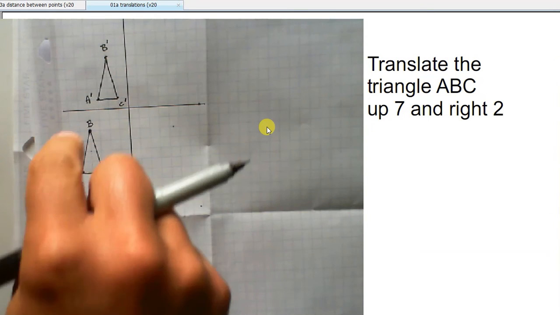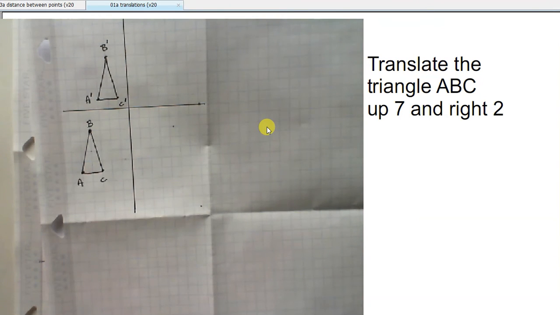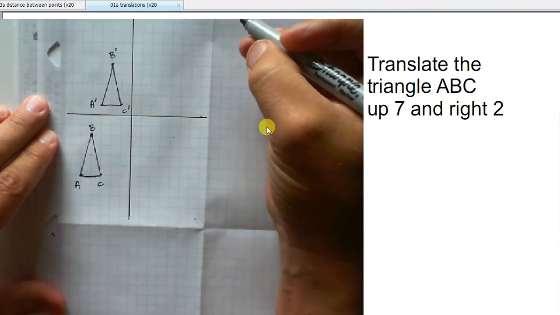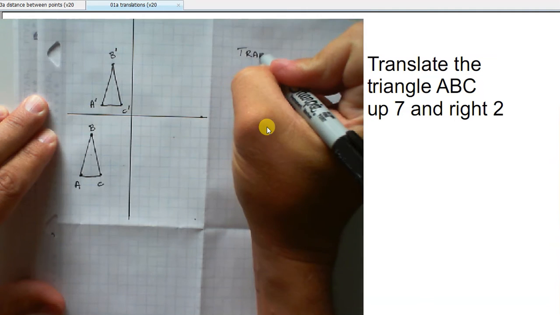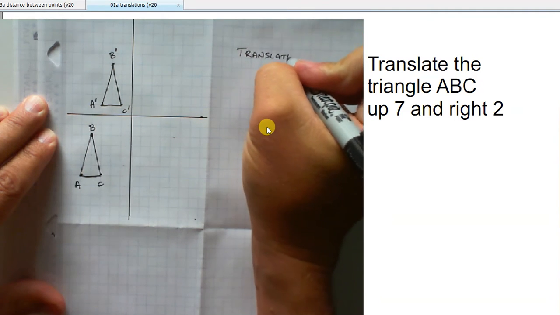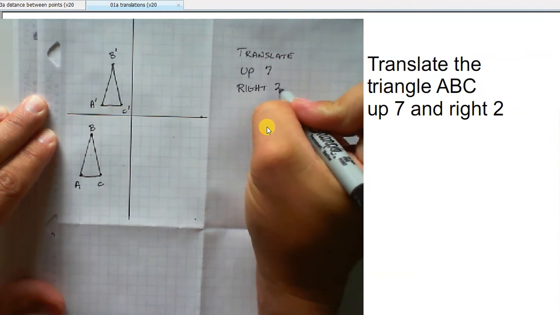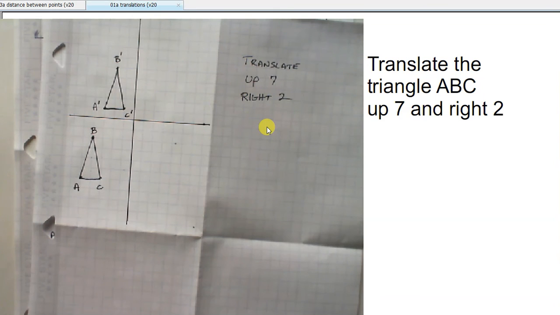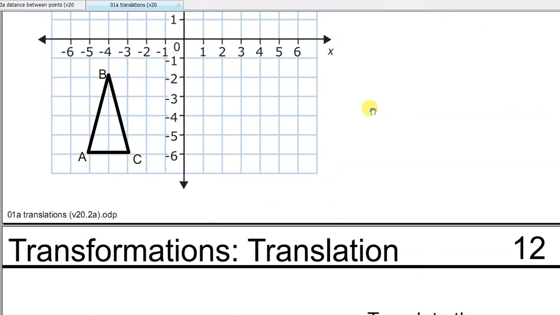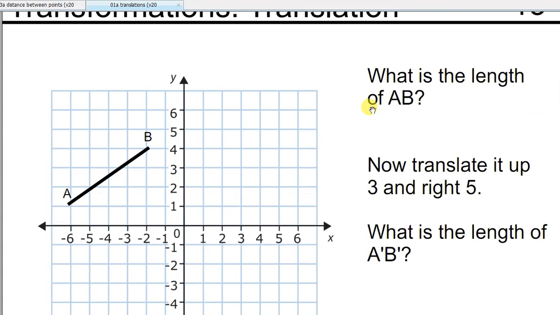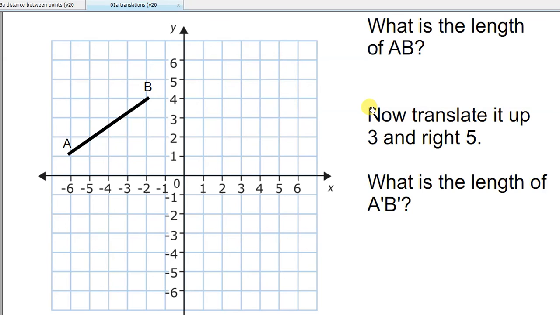There we go. So now I have triangle A prime, B prime, C prime. So triangle ABC turned into A prime, B prime, C prime. Translate up 7, right 2. Excellent. That's, I think, it for the notes. I think the rest of this is just going to be practice.